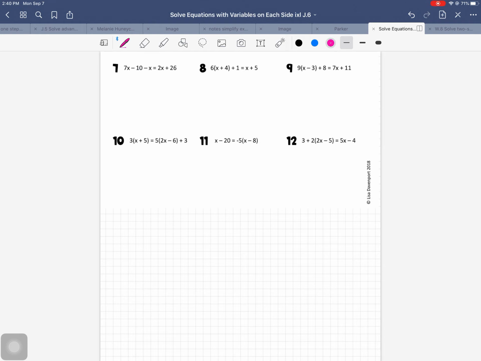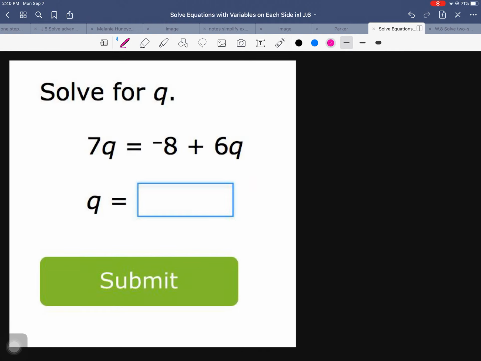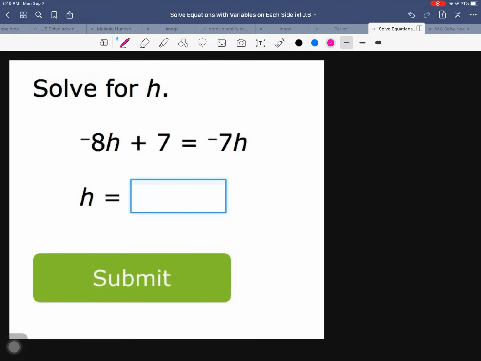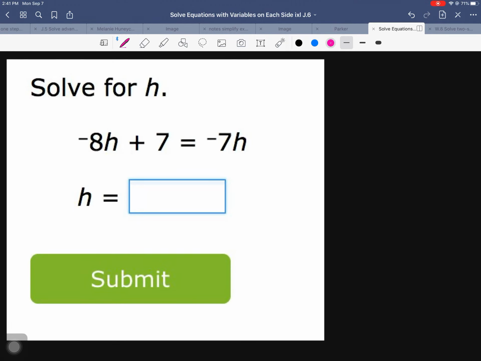I'm looking for a certain type of problem. Give me just a second. Okay, this is a great example. Let me rewrite it over here. Negative 8h plus 7 equals negative 7h.